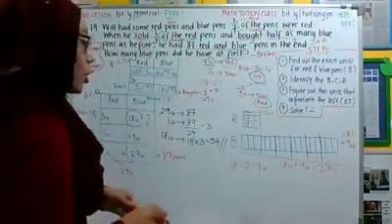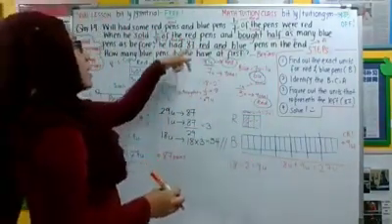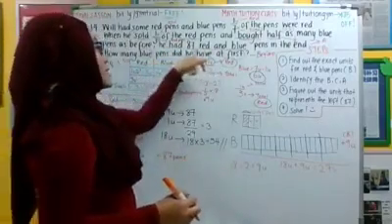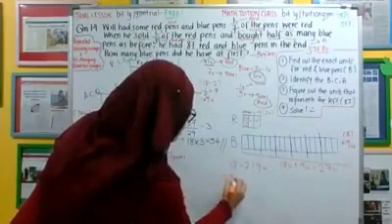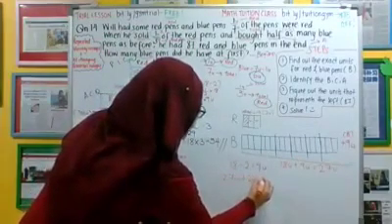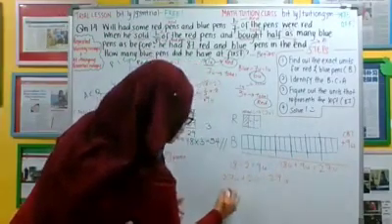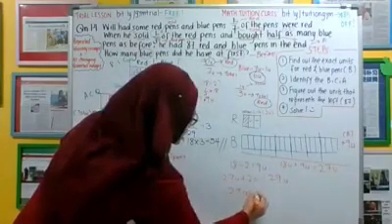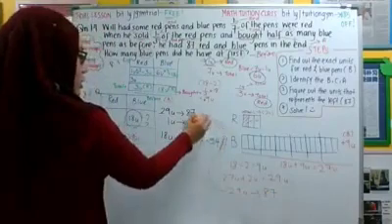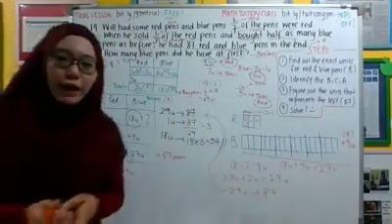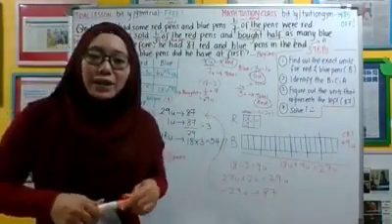The question says that the number of red and blue pens in the end is 87. So I take 27 units plus 2 units equals 29 units. 29 units is 87. And then you go back to this up here. Alright, I hope this is clear.